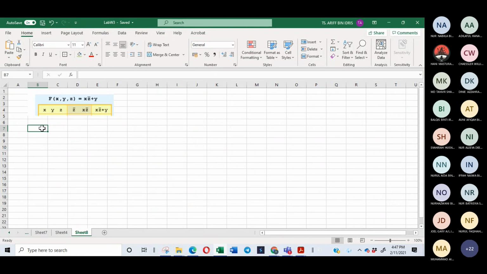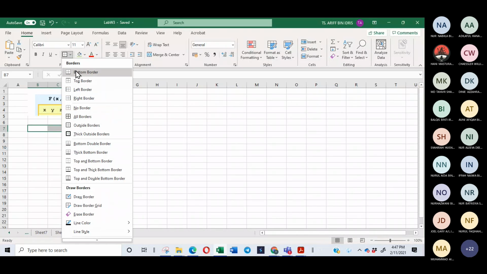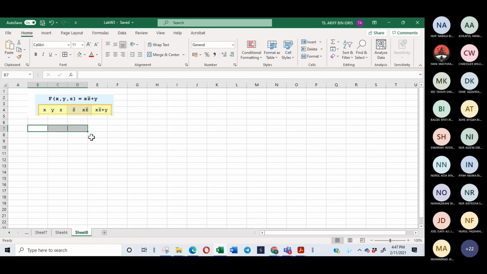Okay, class, let's draw the truth table together. While I'm giving you the lecture, I want you to straight away draw the truth table, and then we figure out the answer together. First of all, you create the input variables, and then you can put the output, which is z bar and x z bar.